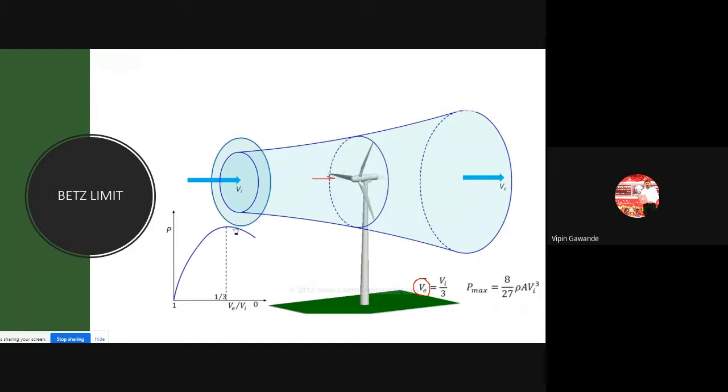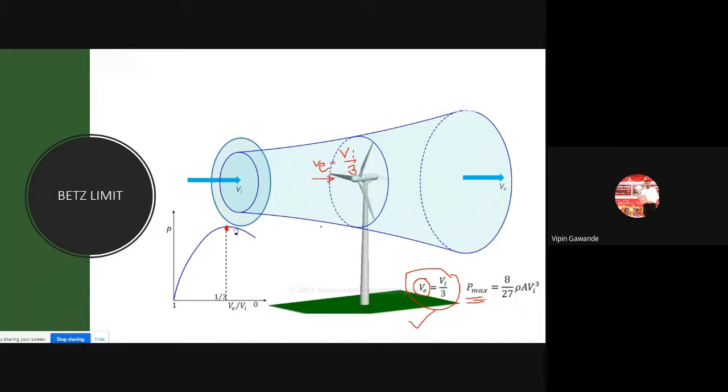And we found that when this exit velocity Ve becomes Vi by 3, at this particular condition the power generated by the turbine is maximum. This is the point where you will get the maximum power. The exit velocity becomes the inlet velocity divided by 3, and at this condition we get the maximum power, which comes out to be 8 by 27 rho A Vi cube.